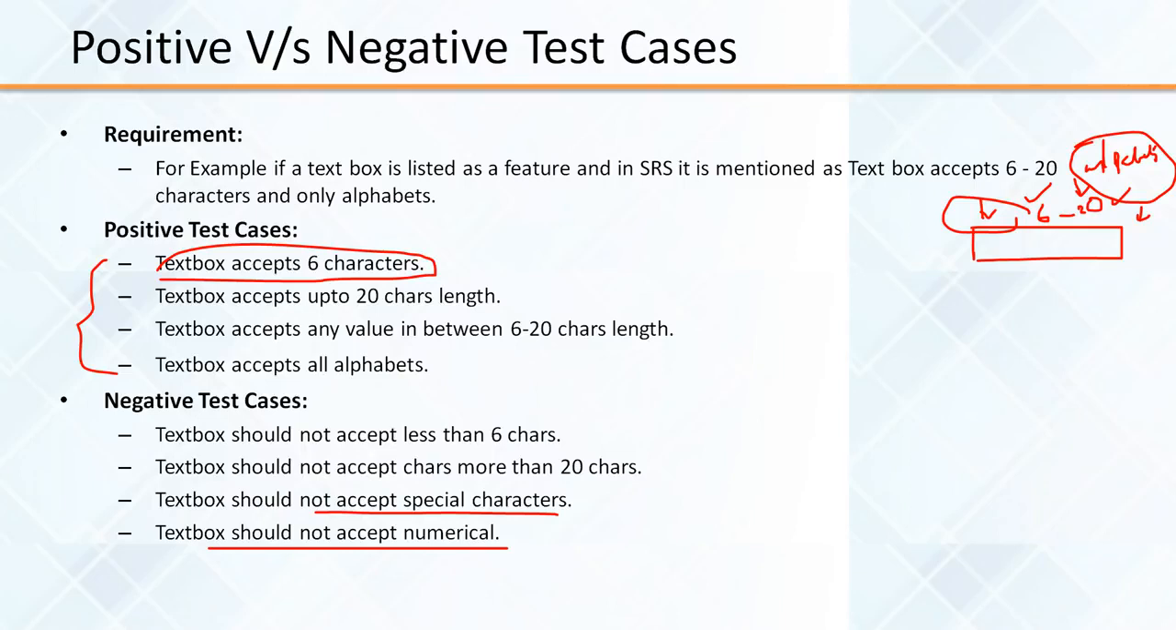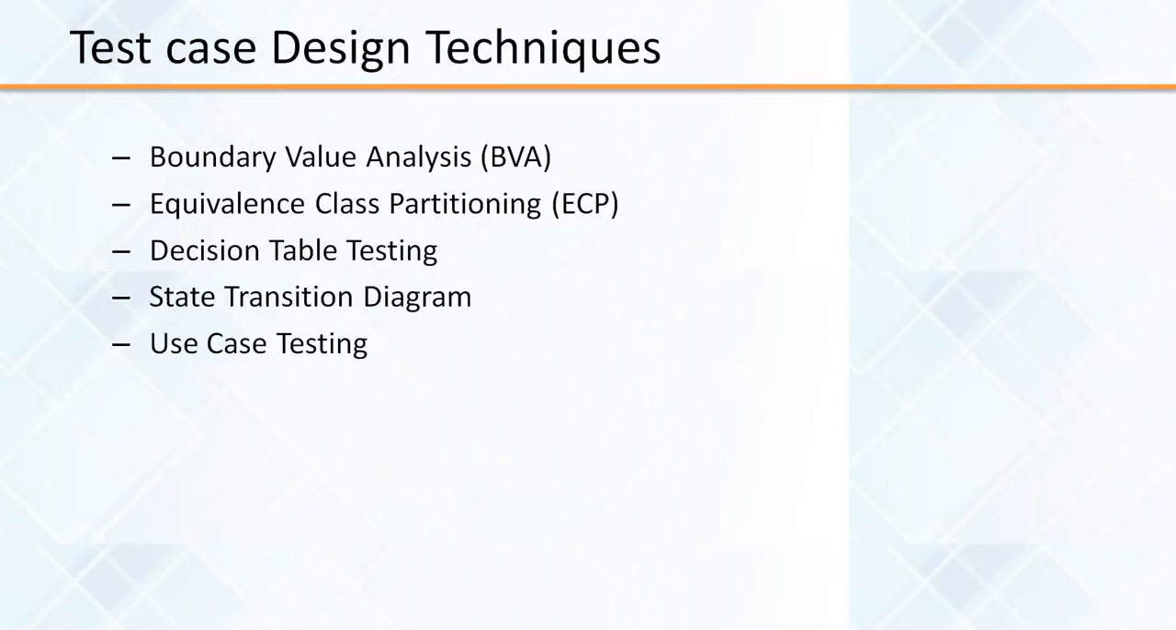Now, test case design techniques. We are slowly entering into the test designing phase. In the test designing phase, if you want to prepare your test cases, we need to follow certain techniques. They are very important even from an interview perspective. People will ask you what is boundary value analysis, what is ECP, what is a decision table, what is a state transition diagram, what is use case testing. All these things are very important. These are all called test design techniques. While preparing your test cases, we have to follow these techniques.